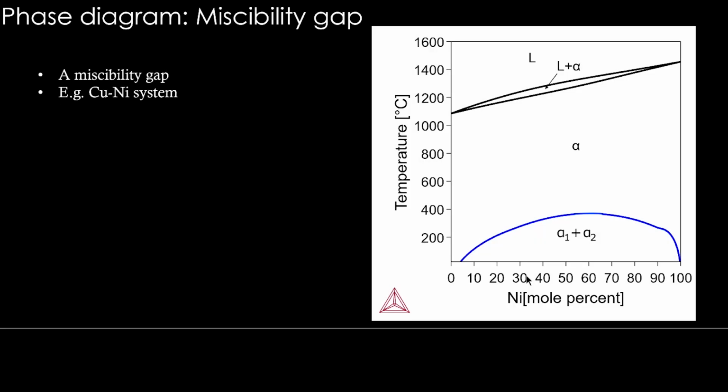So a practical example of a system with miscibility gap is the copper nickel system. In fact, we have shown the same system as an example for miscible systems, but it is only above 400 degrees Celsius. So below 400, you see that alpha 1 and alpha 2 phases form. There is this miscibility gap coming. So this is an example for a system with a miscibility gap. All right. I hope the lecture is useful. See you in the next class.